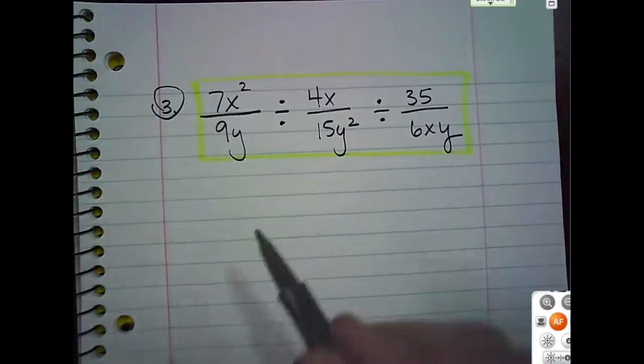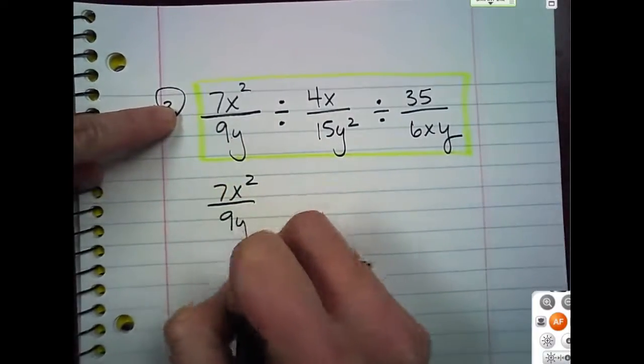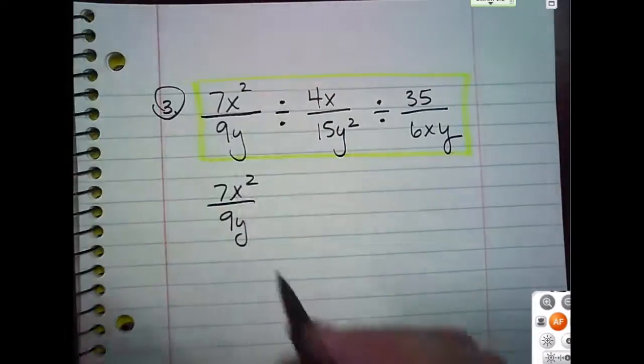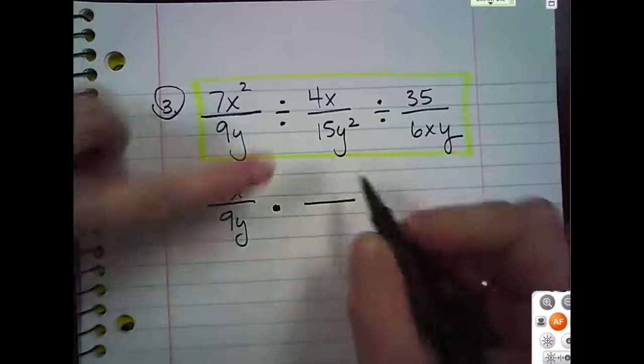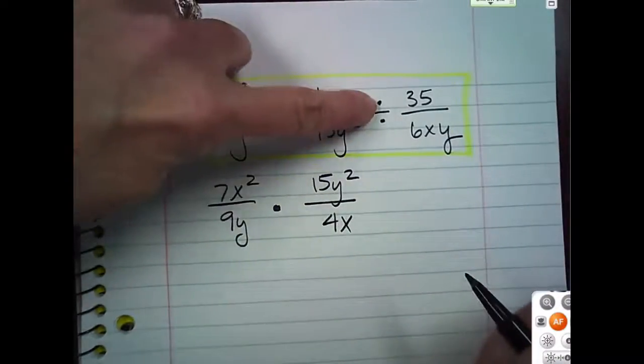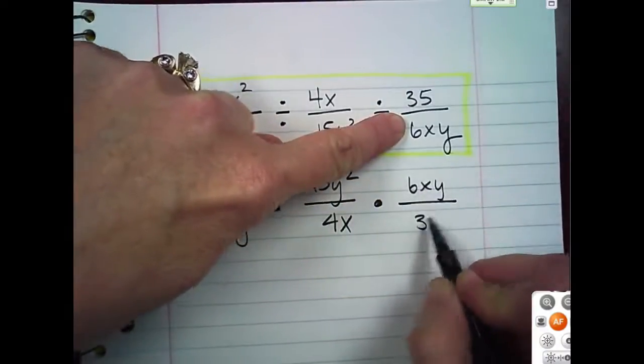So then let's rewrite this. So we're going to have 7x squared over 9y. What does division turn into? We decided when we're dealing with fractions, it turns into multiply, and we find the reciprocal. So 15y squared over 4x. Change division again to multiplication and flip this one. 6xy over 35.